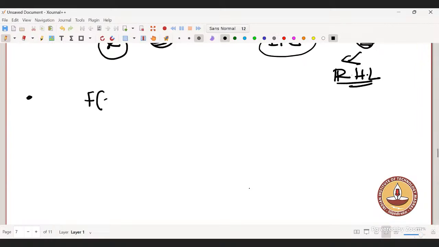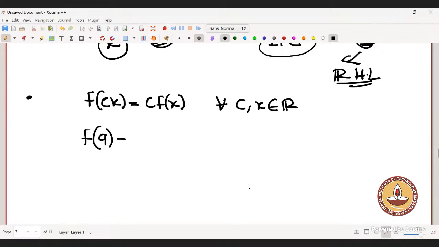See, what it's basically saying is, f of cx is what? c times f of x. And this is true for all c, x inside R, right? Yes, sir. So that means this is true for any arbitrary c, for any arbitrary x, right? Yes, sir. So if I have f of 9, then I can write this as 9 times f of 1. Correct? Because f of 9 is what? 9 times 1, right? Yes, sir.